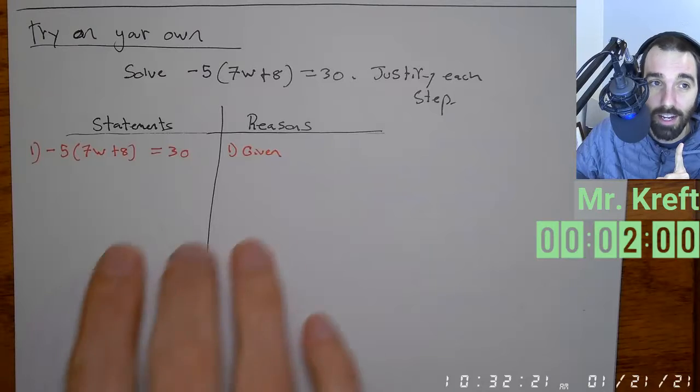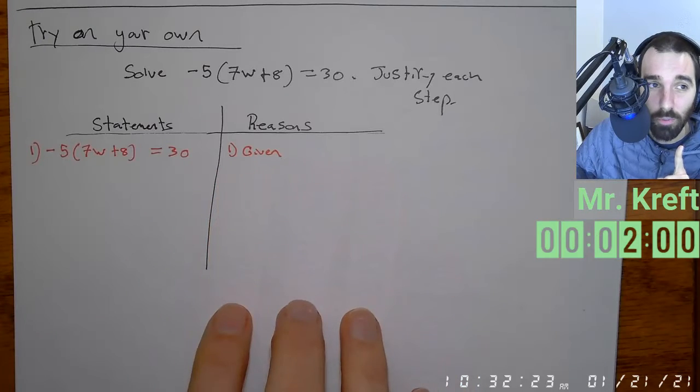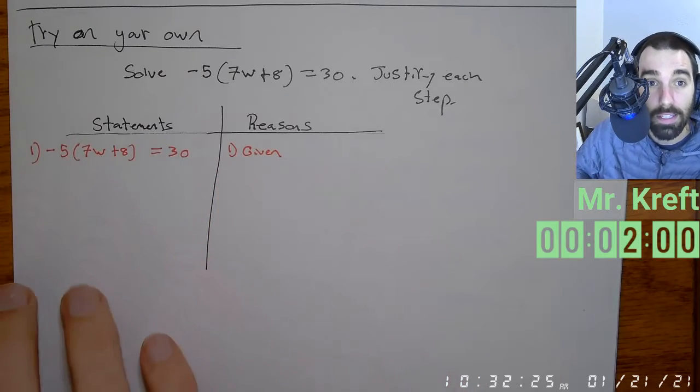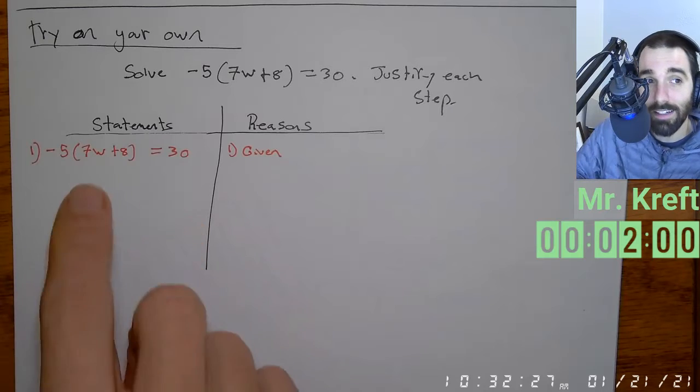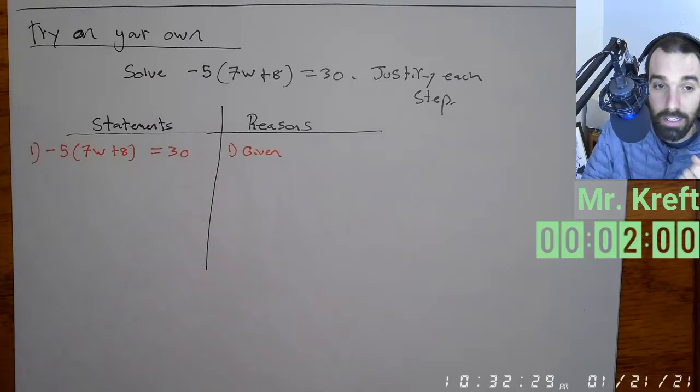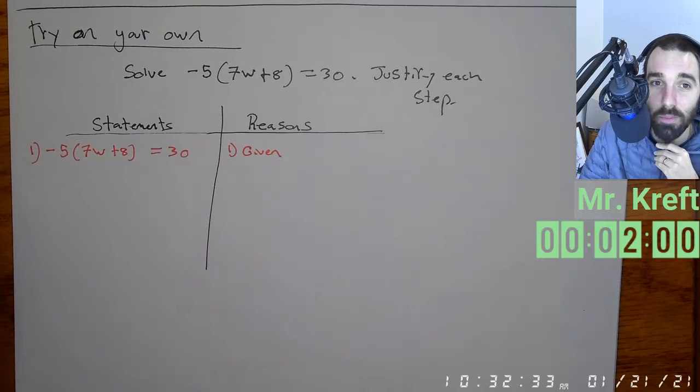So some people like to go one step at a time and then fill the reasons in afterwards because they're more comfortable with doing the algebra. But that's up to you. I like to do them at the same time. Okay? So see what you can get, and we'll compare notes after 2 minutes. Okay? And see where we are.